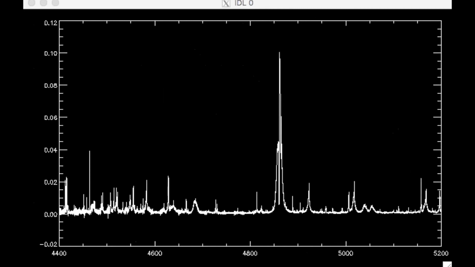This is also a star. It's very different. You don't see any absorption lines here. All you see are emission. And it's not covering quite the same region as I was showing you before, but it's not that bad. This is H beta. And all of these other lines are not noise. These are real emission lines.